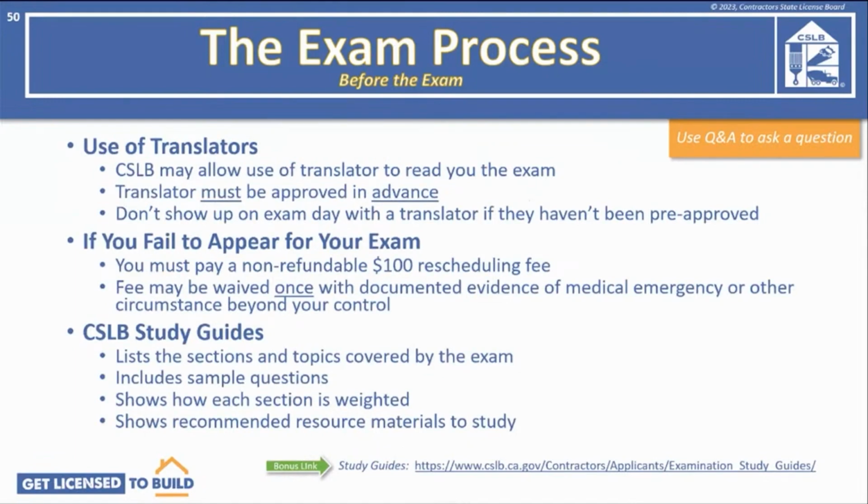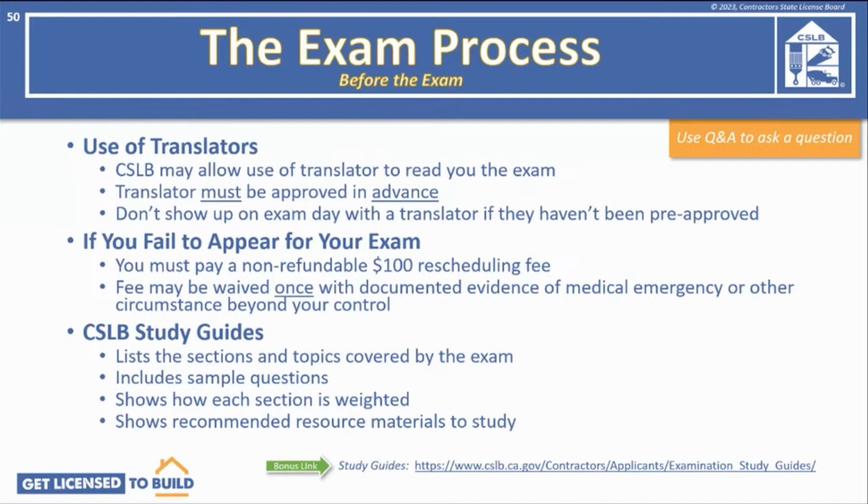If you are an applicant whose first language isn't English and you don't feel confident taking your exam in English, we do allow you to use a translator. The translator, who you provide, simply reads you the exam questions. Question 16 on the application asks if you need to use a translator to complete the examination and the language the exam will be translated into. The translator must be approved by CSLB in advance. You cannot just show up on the day of your examination to the test center with someone to translate the exam for you.